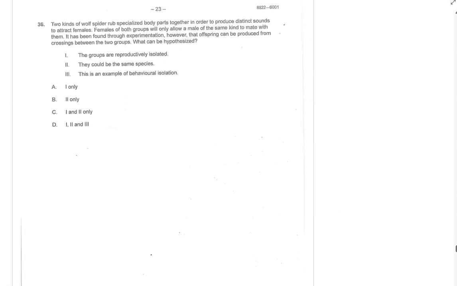Alrighty tidy. So number 36. We've got two kinds of wolf spider rubbing parts together to produce distinctive sounds. Females of both groups will only allow a male of the same kind to mate with them. So what can be hypothesized? We could assume that the groups are reproductively isolated. We could assume that they are the same species, and this is an example of behavioral isolation. So that's D.